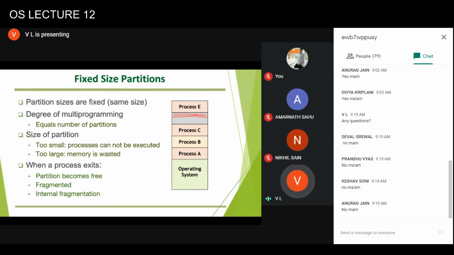When a process finishes executing, that partition becomes free. Ultimately, if you look at the memory, it will look like some partitions which are allocated and some partitions which are available. So if process B leaves, then this partition will become available. So now the memory is fragmented. Some parts are in use and some parts are free.